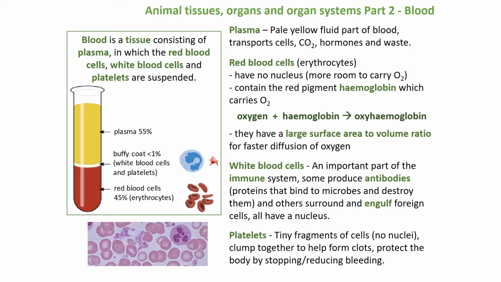Now, the main part of the blood is plasma, which makes up about 55% of the blood, and it is a pale yellow fluid. So it's very important that we have this plasma because if it was just cells, they wouldn't be able to move around. They carry carbon dioxide, they will carry dissolved substances like glucose, and they carry things like hormones and also waste products such as carbon dioxide.